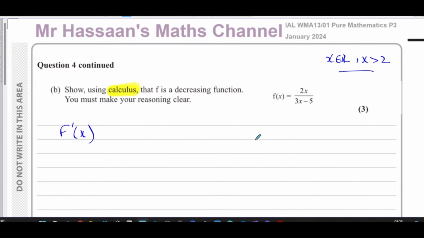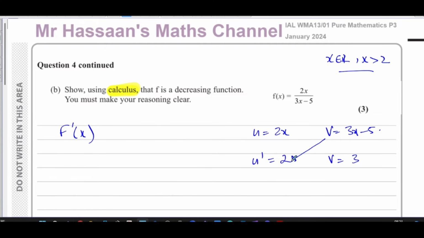Okay, so f dash of x. Here we have a quotient of two separate expressions, so we're going to use what's called the quotient rule. The numerator is called u, which is 2x. The denominator is called v, which is 3x minus 5. We differentiate u, that gives us 2. We differentiate v, that gives us 3. And with the quotient rule, you always start on the top right, with v.